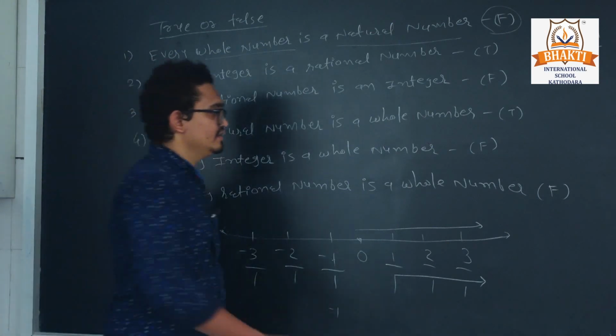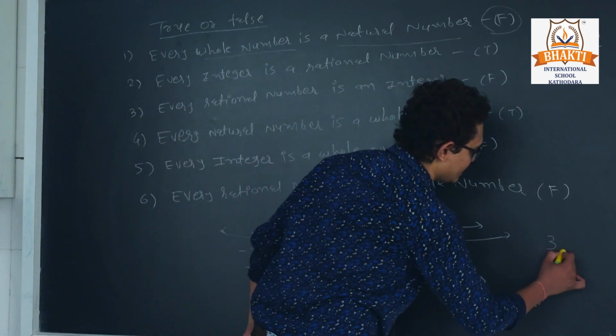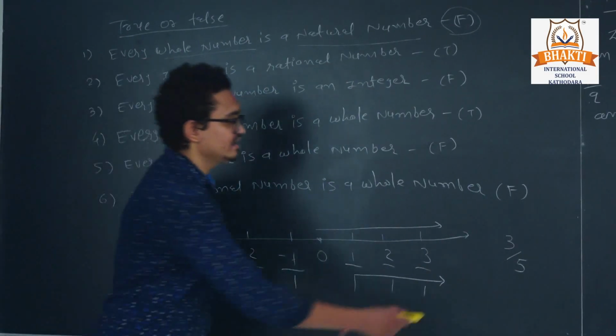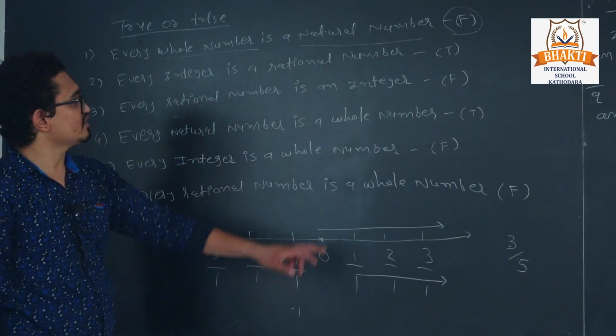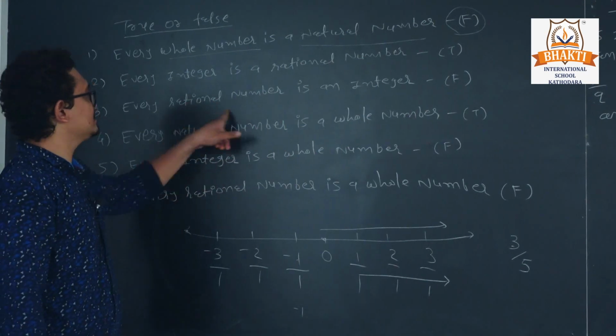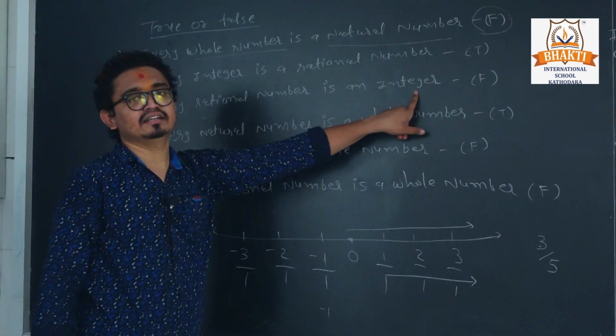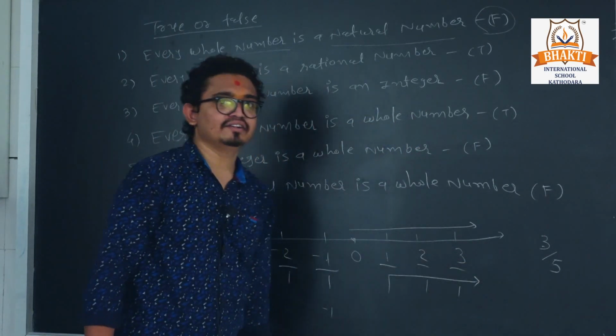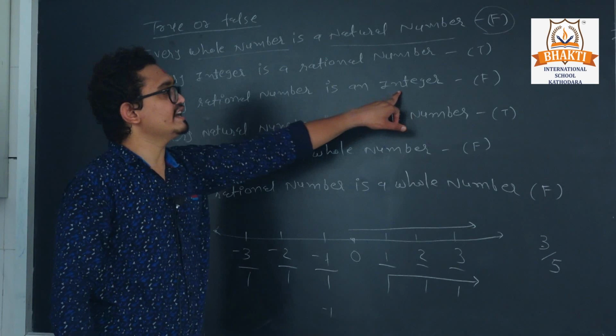No, because suppose we take one example, so you can get the idea. I am writing one number, 3 upon 5. So 3 upon 5, what happened? It is rational, but it is not an integer. So in a rational number, we can write 3 by 5, but it is not included in the integers.